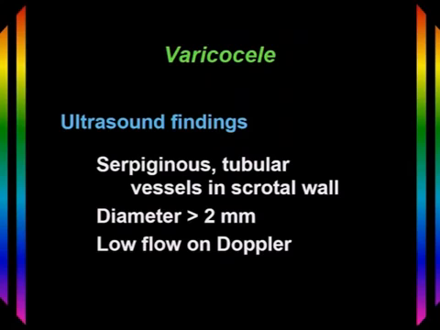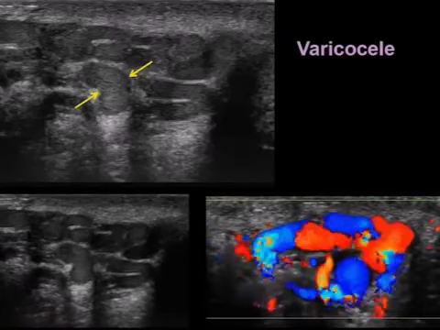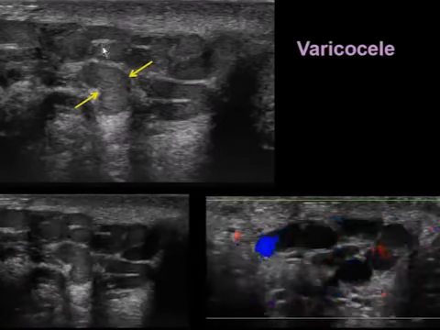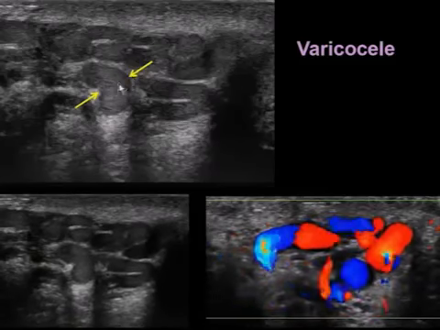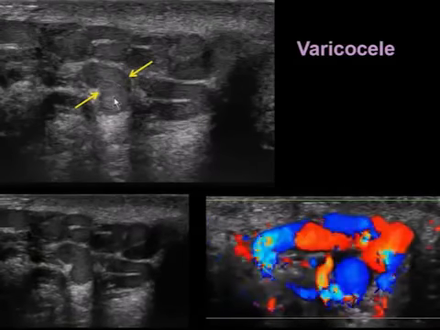The ultrasound findings in a varicocele are serpiginous tubular vessels in the scrotal wall. The diameter of these vessels is 2 millimeters or more, and we may see slow flow either with the grayscale or with color Doppler. So here's a patient with a varicocele. You can see that there are tubular vessels in the scrotal wall. Here, this one is measured or pointed to with an arrow.